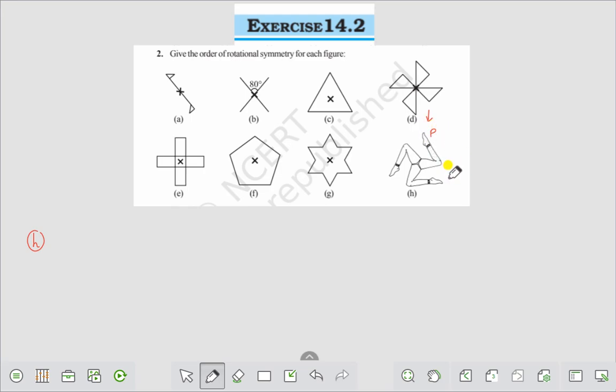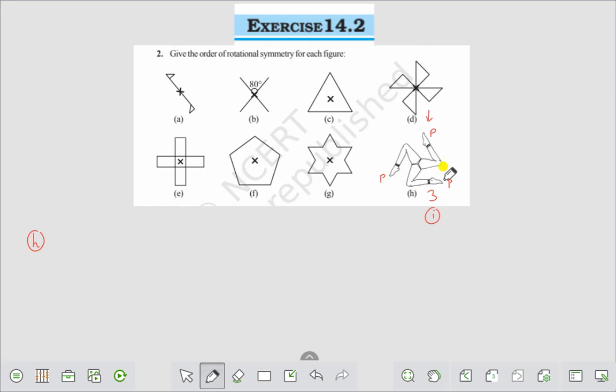If we move this one, that is at the first position, this P will come here, right? This is position 1. If we again turn, this P will come here. This is position 2. And if we again turn, this P will come here. That is position 3. That means the order of symmetry for this figure is 3. Right? The order of symmetry for this figure is 3.